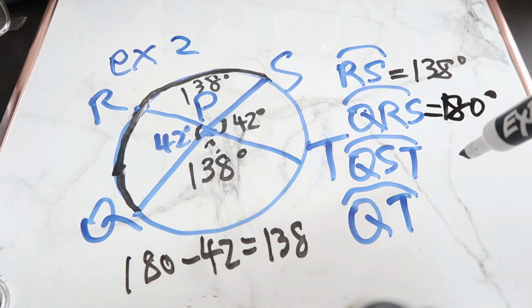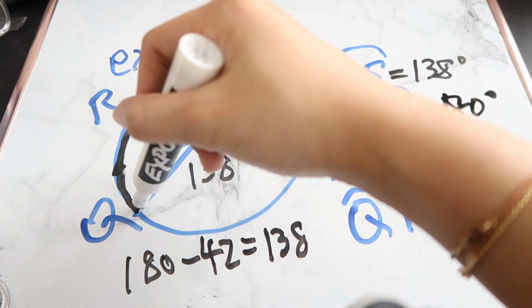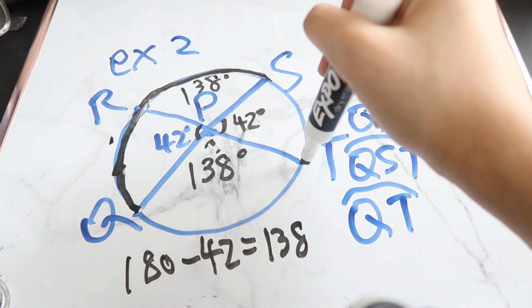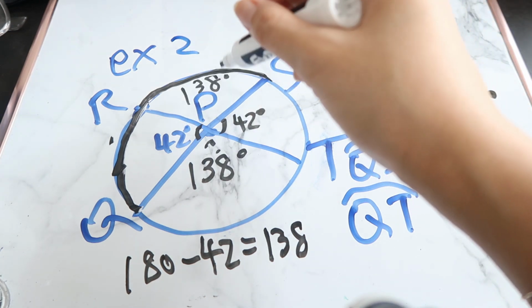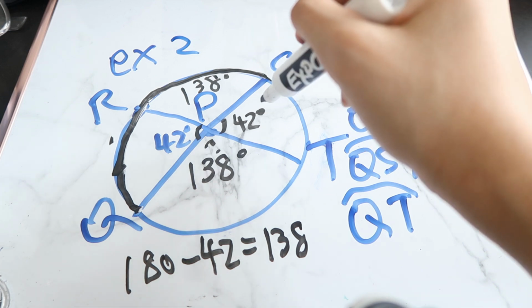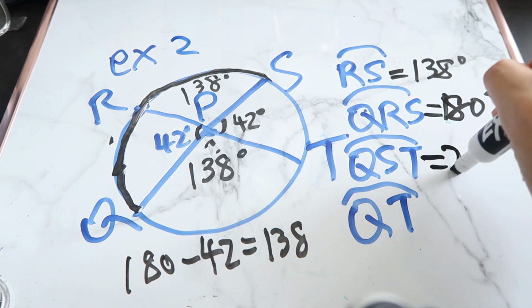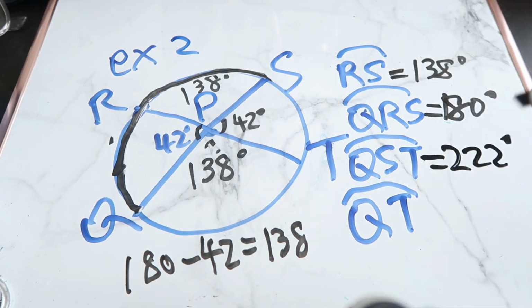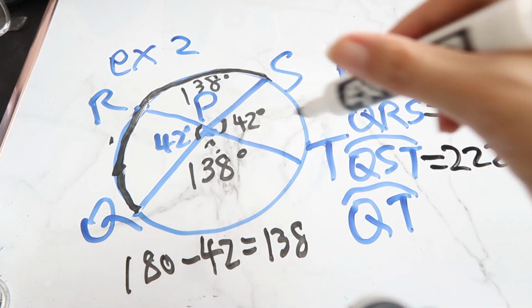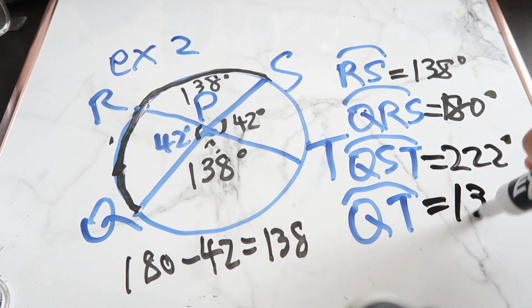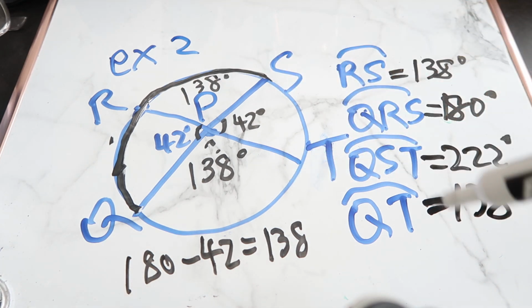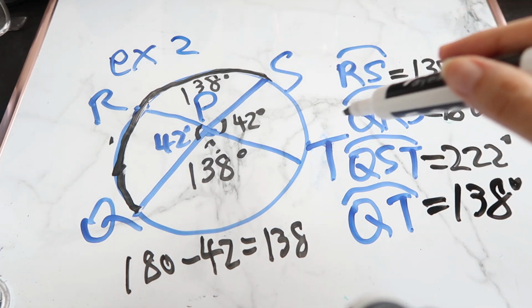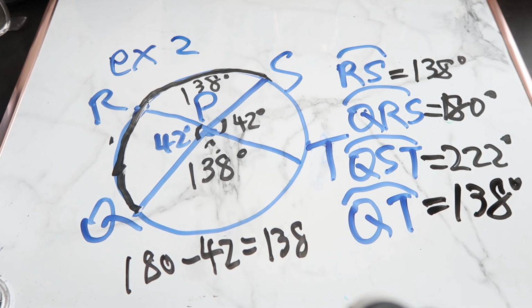And then QST. In this case, you would add 42 with 138, which is 180, and then plus another 42 here. So it's 222 degrees. And then the last part, arc QT, is just this area, so it's 138 degrees here. Again, try to figure out every single arc, and then you can try to add some of them, combine them to find out your answers.